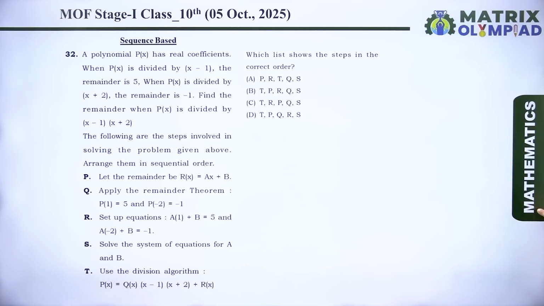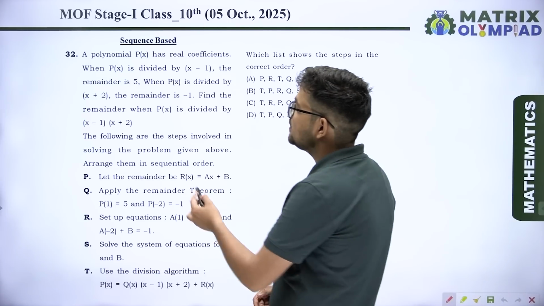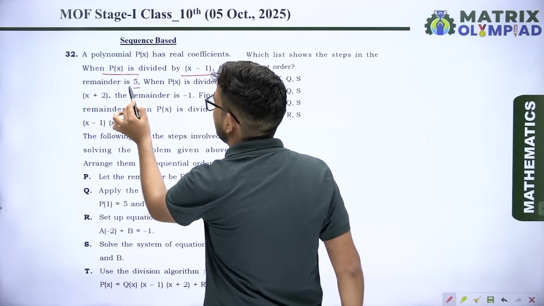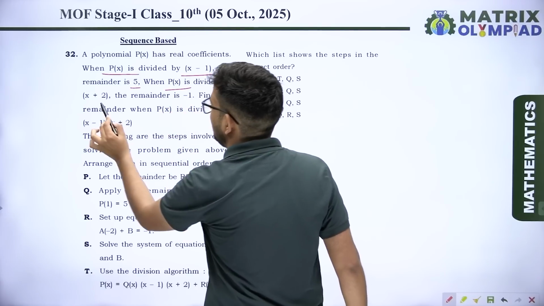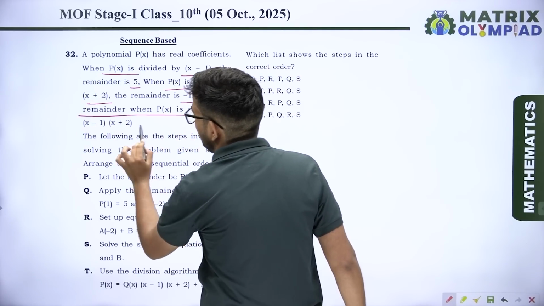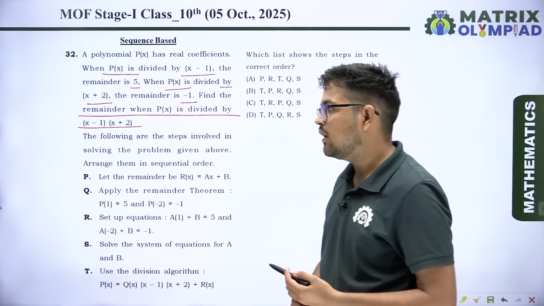In question 32, a polynomial p(x) has real coefficients. When p(x) is divided by x minus 1, the remainder is 5. When p(x) is divided by x plus 2, the remainder is minus 1. Find the remainder when p(x) is divided by (x minus 1)(x plus 2).